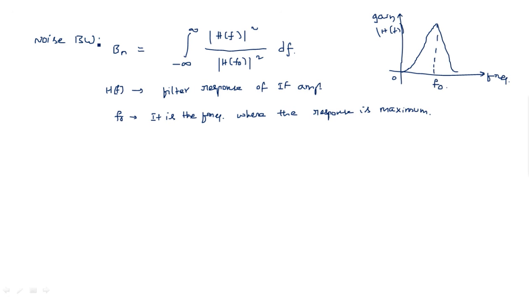Now this is the noise bandwidth, and thermal noise is the noise present at the input stages of the receiver because of the heat from the ohmic portions present there. As heat is produced and noise is generated because of that, it is termed thermal noise.